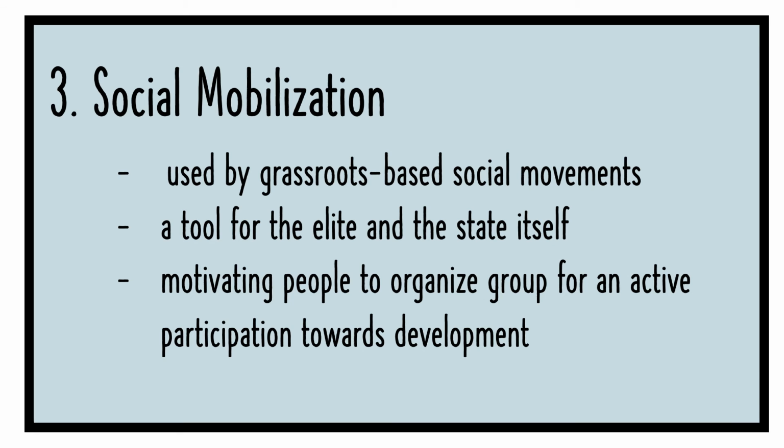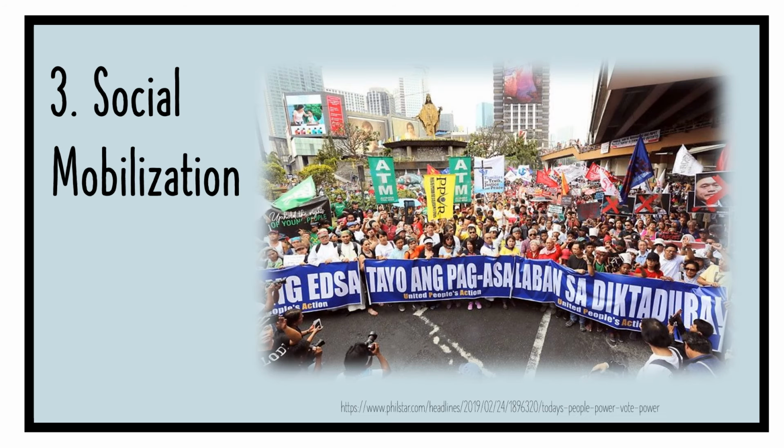Number 3. Social mobilization. These are used by grassroots-based social movements, but also as a tool for the elite and the state itself. It involves a lot of different groups like civic organizations, religions, and actions of members of institutions like mass gathering, processions, and demonstrations. Social mobilization is motivating people to organize groups for an active participation towards development. An example is the EDSA Revolution or Human Rights Rally.